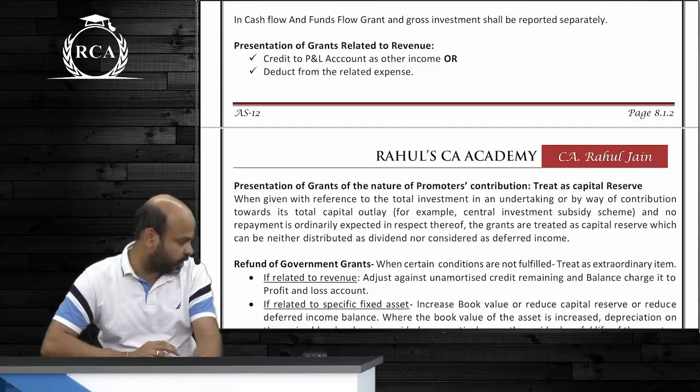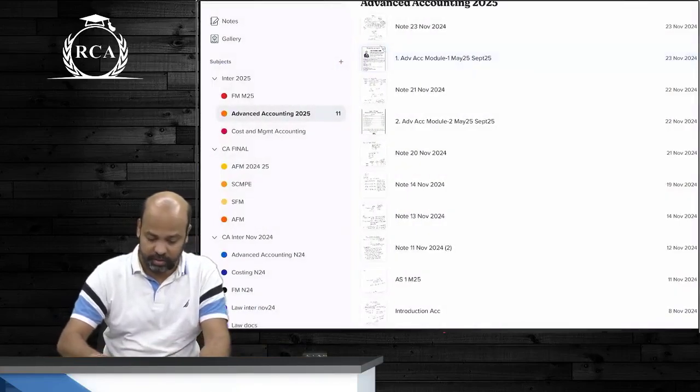The next revision, guys, is of buyback of equity shares.